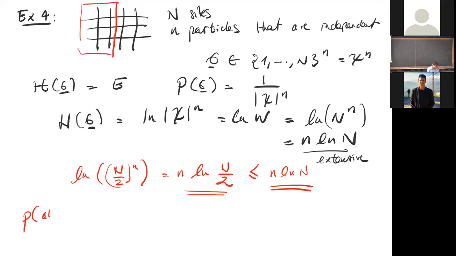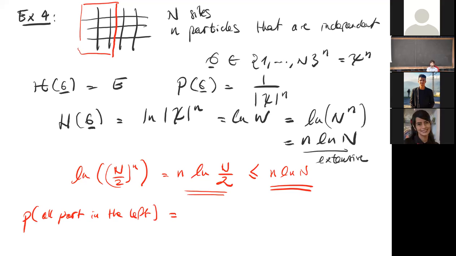Probability that all particles are in the left. Low. Yes, but how low? Zero. No, not zero. There is no external force. There are just these particles in the box that can be at any position at any time. 1/2 elevated to the number of particles. Yes, exactly.